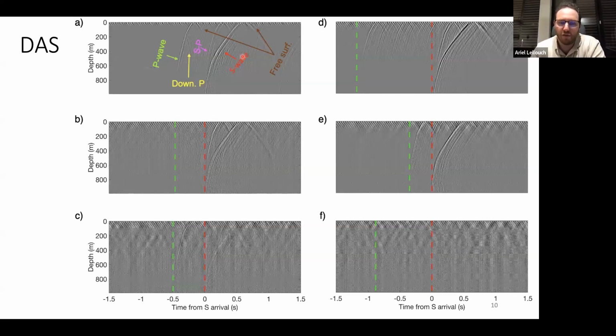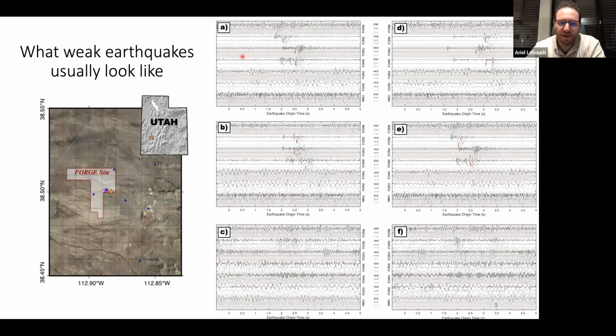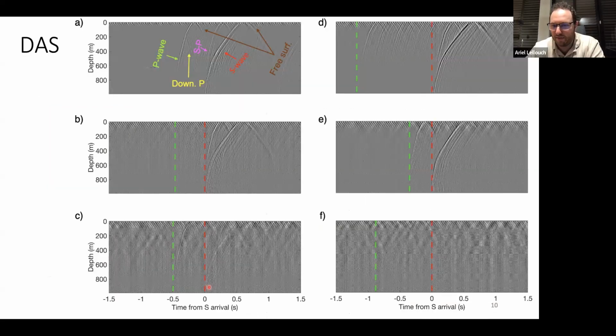Also, on the more practical side, if you're looking at the weakest events that on the surface were completely invisible, here you can actually see them, right? You can see the P wave, you can see the S wave, P wave, and maybe a slightly weak S wave, but it looks like there is potential for doing better than the surface array for event detection.